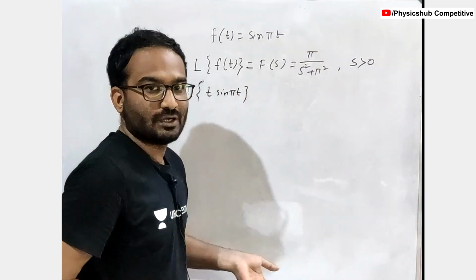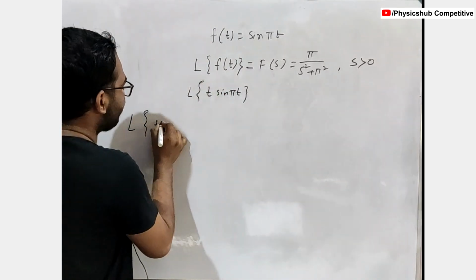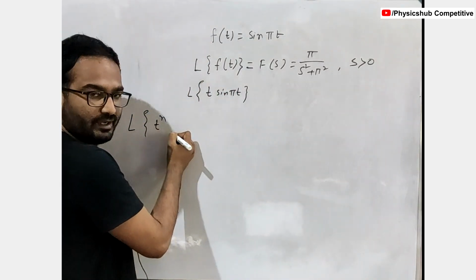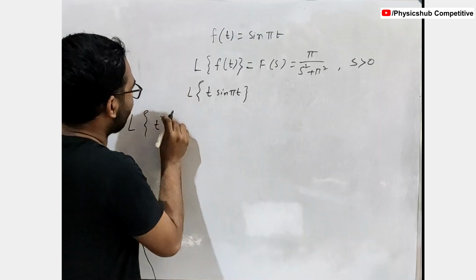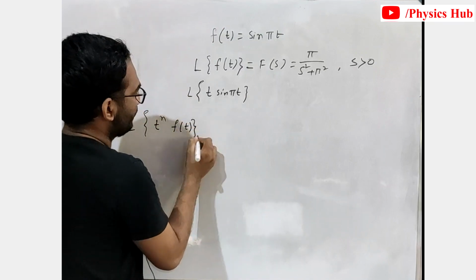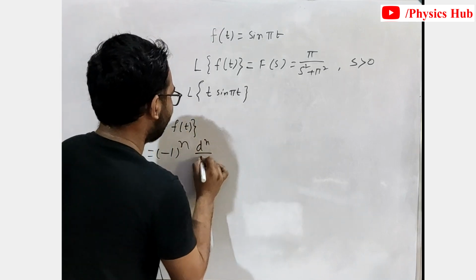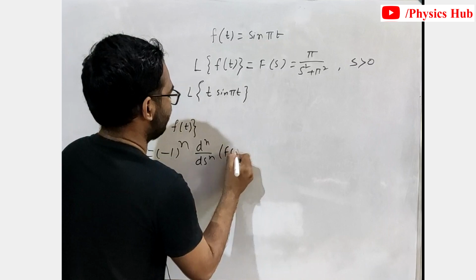So how can I do that? We know one formula: Laplace transform of t to the power n f(t) equals minus 1 to the power n, d^n by ds^n of F(s).